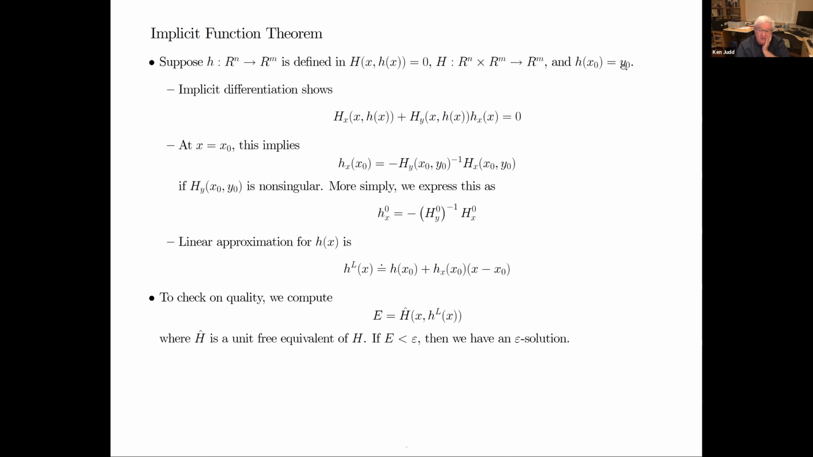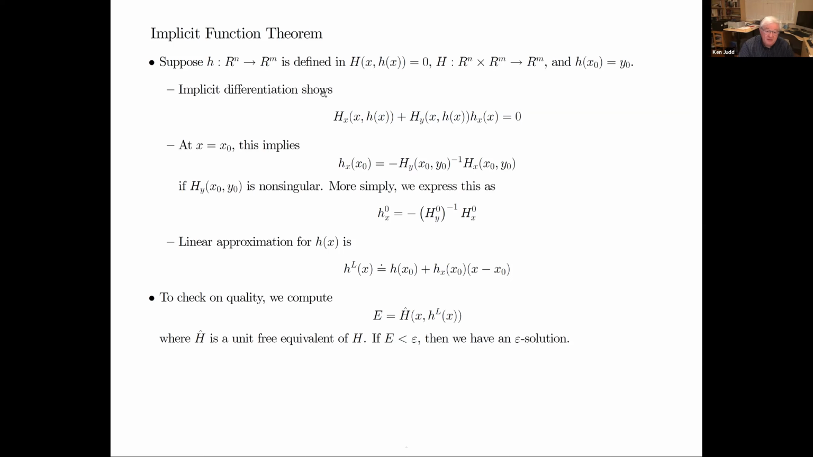Now, suppose we know the value of little h at some x naught. We know that at x naught, when you plug in x naught, the solution here is y naught. Now, what we're going to do is take that information and use it to construct a Taylor series expansion of little h, the implicit function.